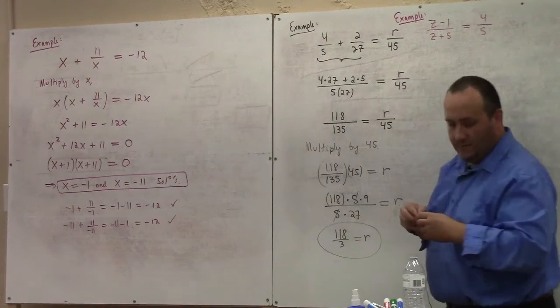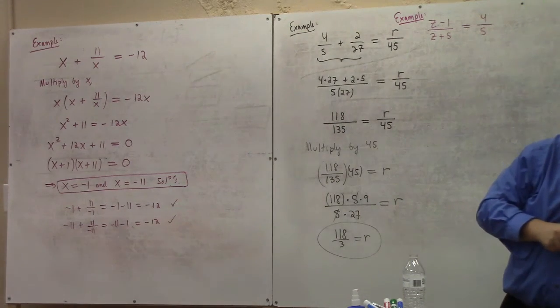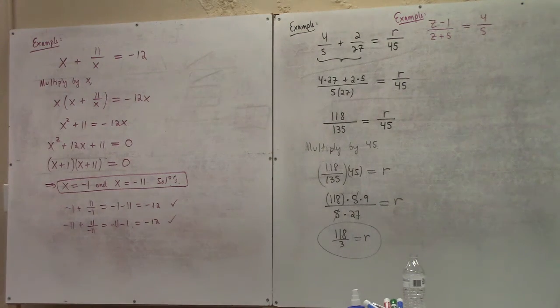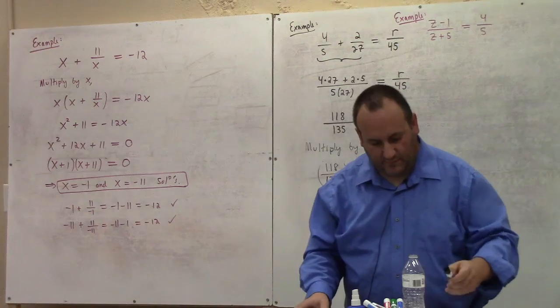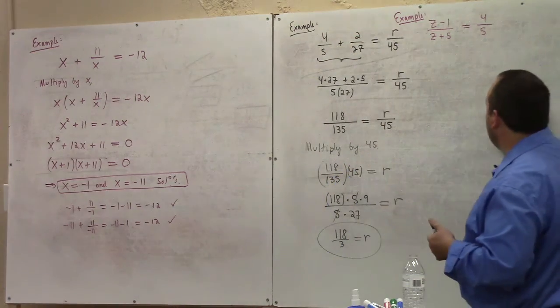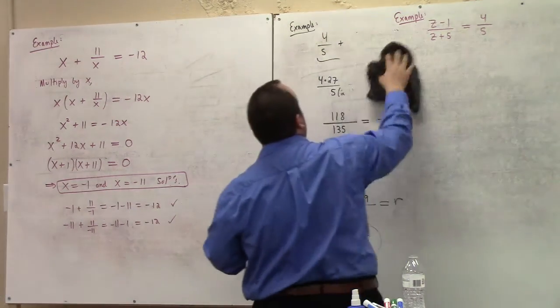z minus 1 over z plus 5. Well, that's not the problem that's in the homework. But anyway, I changed the problem. That's okay. We'll work a similar problem. Your homework has different numbers, but that's okay.